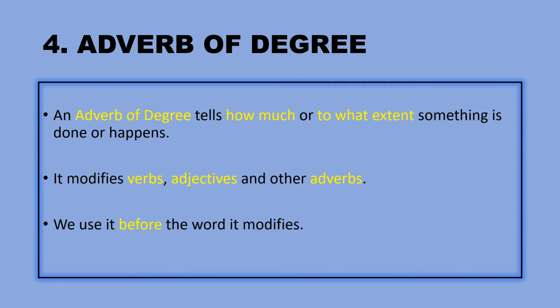The fourth kind is adverb of degree. Now an adverb of degree tells how much or to what extent something is done or happens. That means it tells how much of an action is done or to what extent it is done. This adverb of degree modifies verbs, adjectives and other adverbs. So, it not only modifies verbs, it sometimes also modifies adjectives and many times other adverbs also. We use it before the word it modifies.